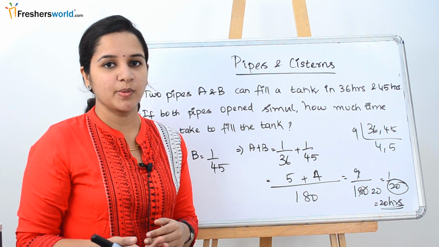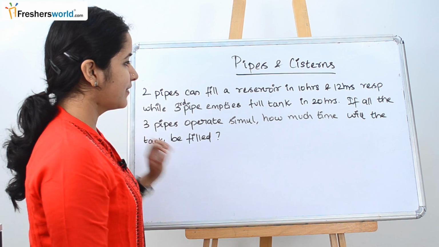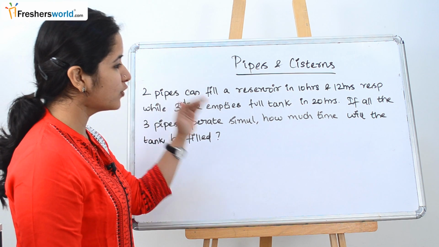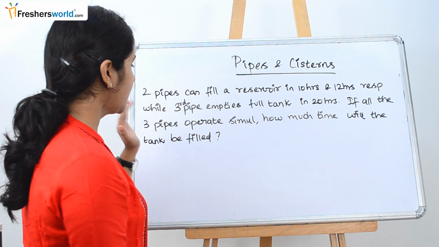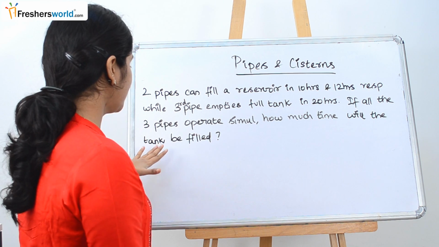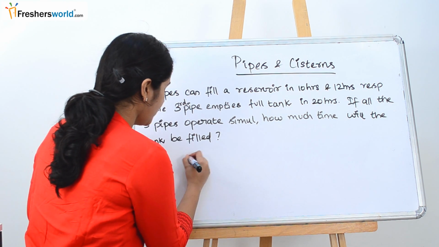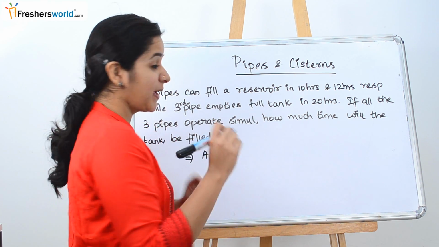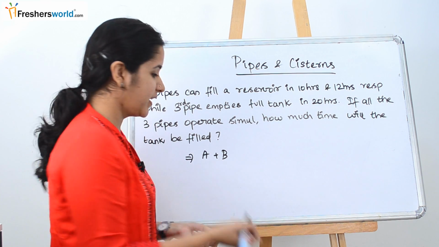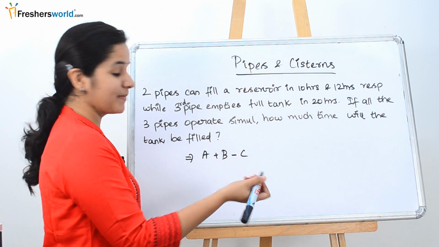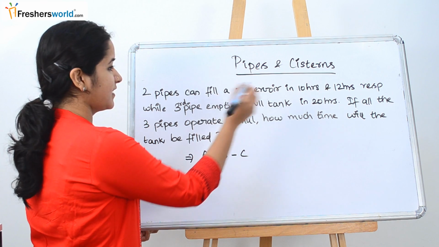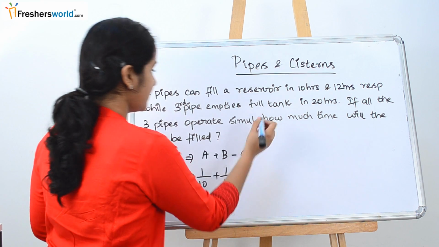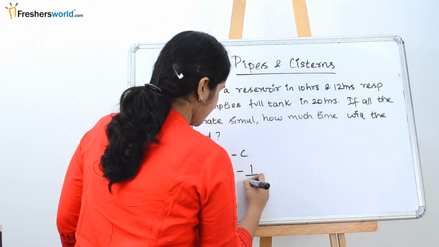So let's solve another problem. The next question is: two pipes can fill a reservoir in 10 hours and 12 hours respectively, while a third pipe empties a full tank in 20 hours. If all three pipes operate simultaneously, how much time will it take to fill the tank? Similarly, let's take the two pipes as A and B. The third pipe is emptying the tank. I have told you earlier, emptying is negative, so it's going to be minus. A takes 10 hours, B takes 12 hours and C takes 20 hours to empty the tank.